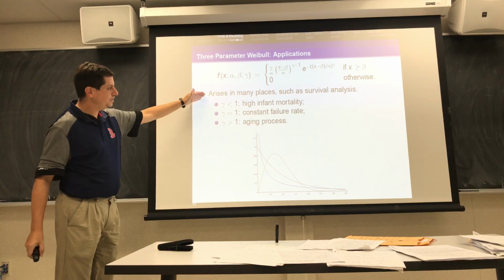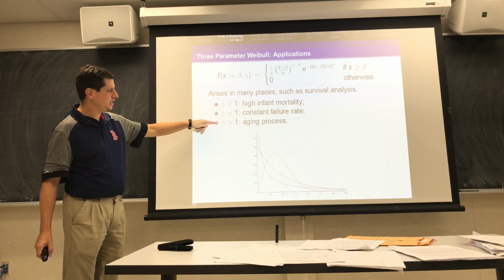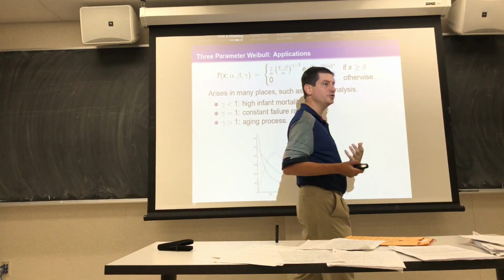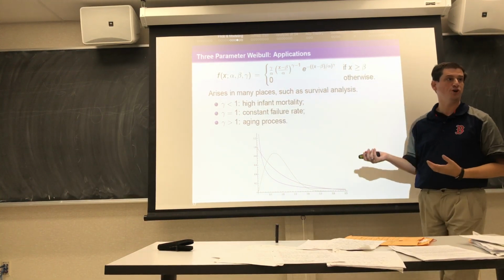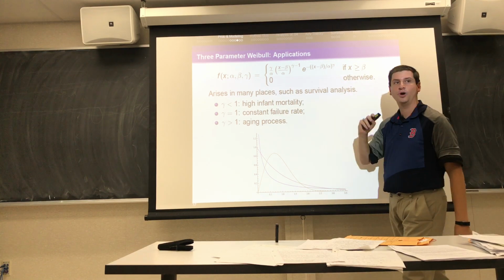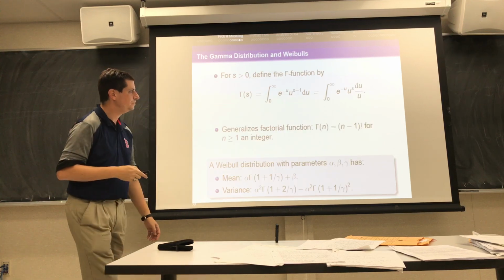So places where it occurs: if gamma is less than 1, this is situations of high infant mortality. Gamma greater than 1 means you live to a ripe old age. This is often used to model demands for movies or demands for songs by various artists. How long will you stay on the charts? Lots of things are modeled by the Weibull distribution. It's just good to get this on your radar screen.